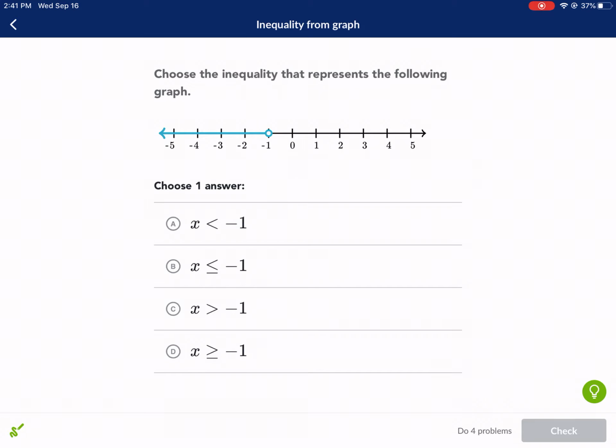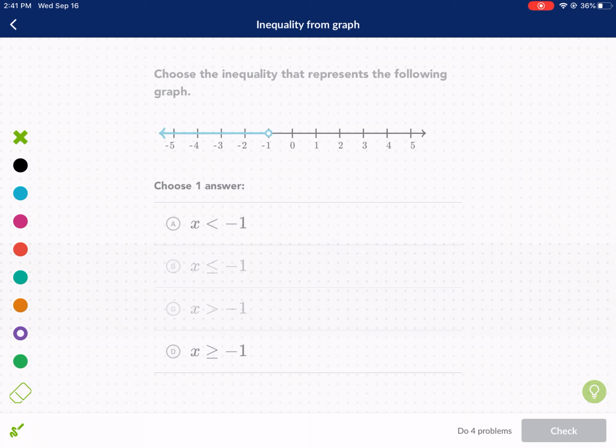Today we're going to be doing inequality from graph, which is kind of a weird title, but whatever. Let's continue. We have: choose the inequality that represents the following graph. What we got to understand about inequalities is that they represent a range of values.